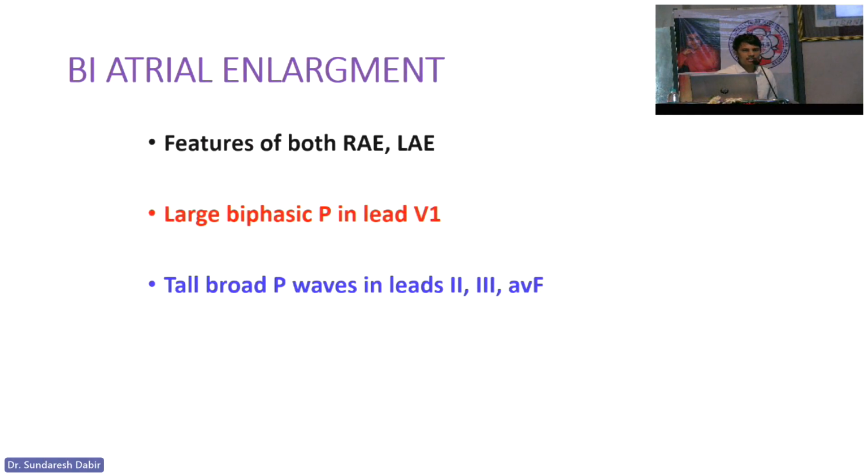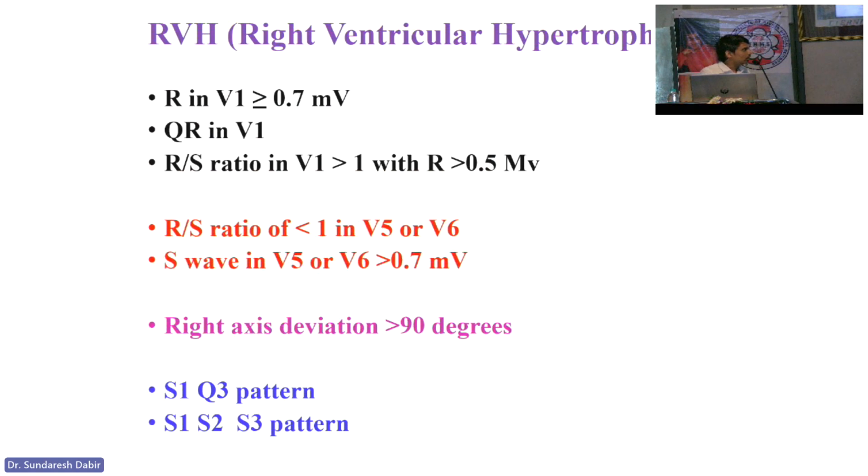So biatrial enlargement is a feature suggestive of both RA and LA enlargement, with a large biphasic P in V1 and a tall and broad P wave in leads 2, 3 and AVF. So now atrial enlargement is over, and now I'm starting RVH.